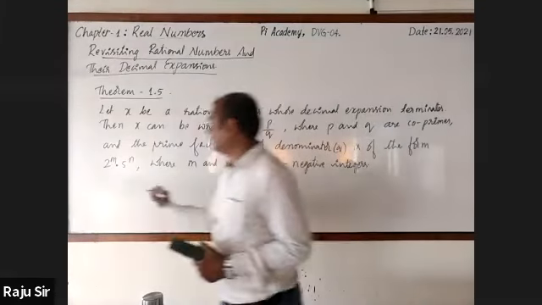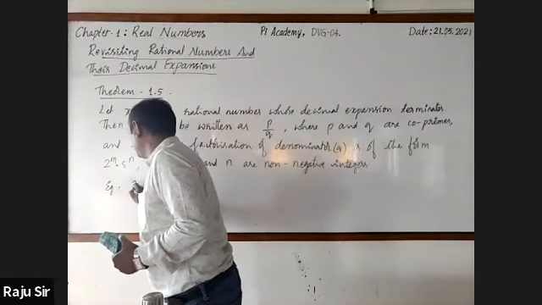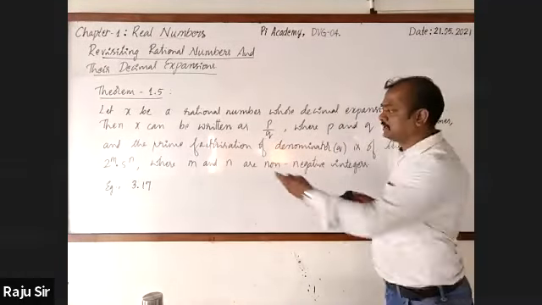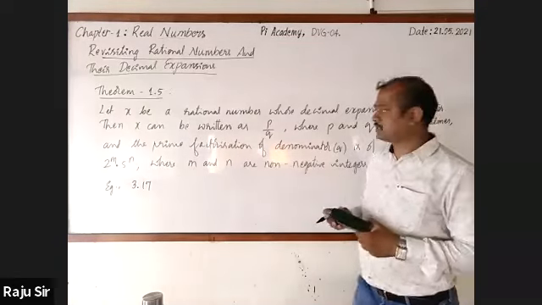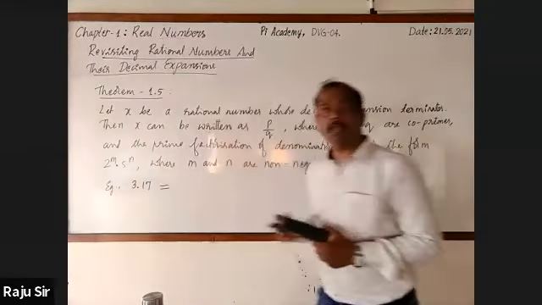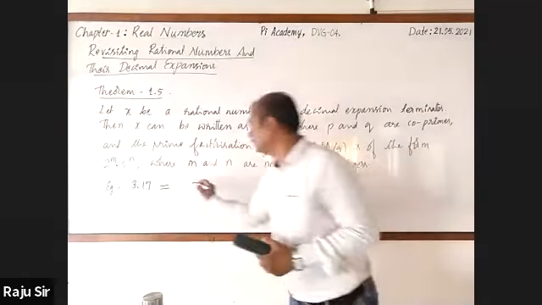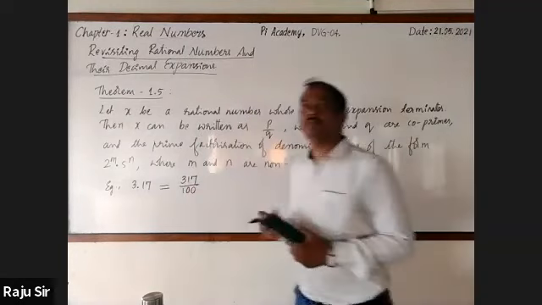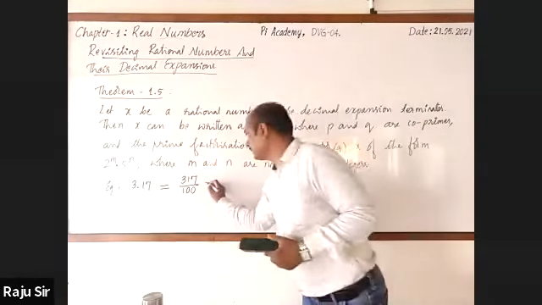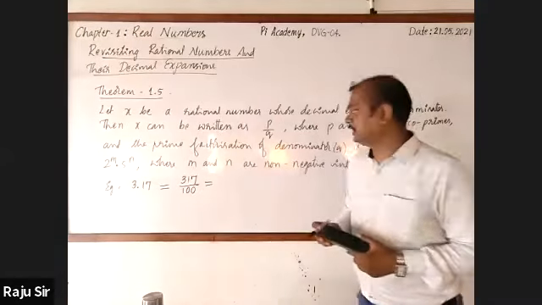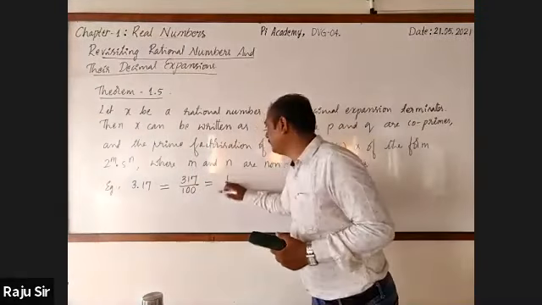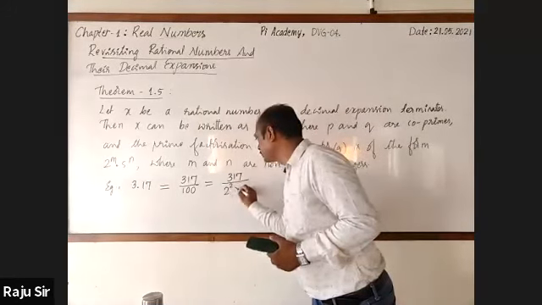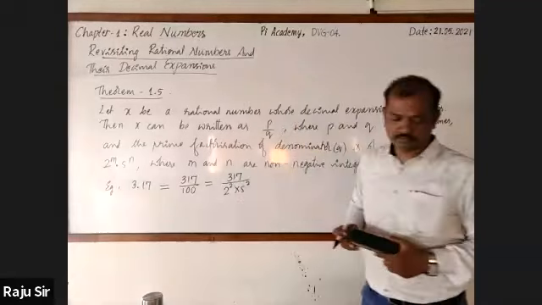Now, just to take an example from the same example, it is 3.17. It is a rational number whose decimal expansion terminates. It can be written in the form of P by Q, that is 317 by 100. And the denominator, that is 100, is of the form 2 raised to the power m into 5 raised to the power n, can be written as 317 by 2 square into 5 square.